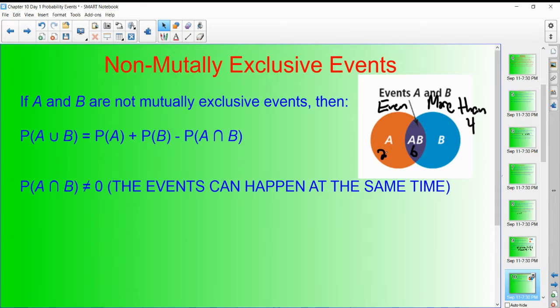So evens are 2, 4, and 6. More than 4, it's 5 and 6. So we don't want to count 6 twice because it's in both groups. So the probability of even or more than 4 is 4 out of 6, where we could take the 3 out of 6, add the 2 out of 6, and subtract the 1 that's in the middle.